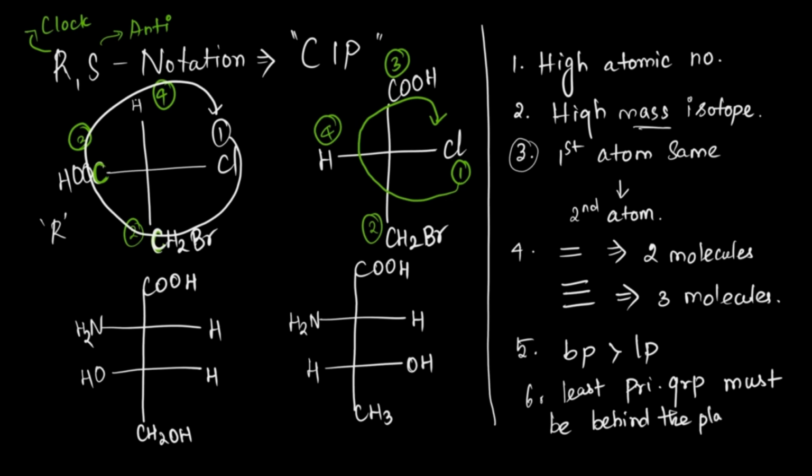Ma'am, how to find above the plane or behind the plane in this kind of Fischer projection? In that case, hydrogen must be in vertical position. I mean the least priority group must be in vertical position. Here that is in horizontal position, so I have to just reverse the notation. It becomes S.